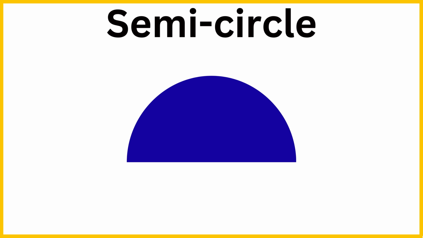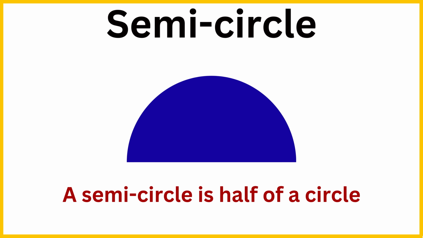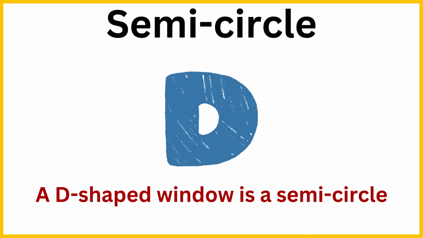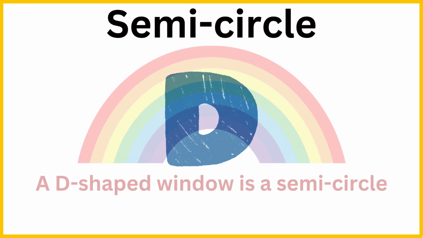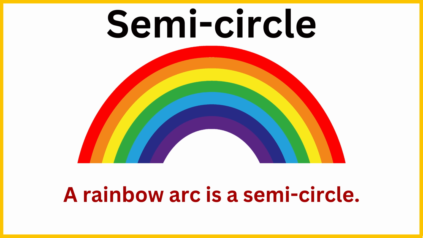Semicircle. A semicircle is half of a circle. A D-shaped window is a semicircle. A rainbow arc is a semicircle.